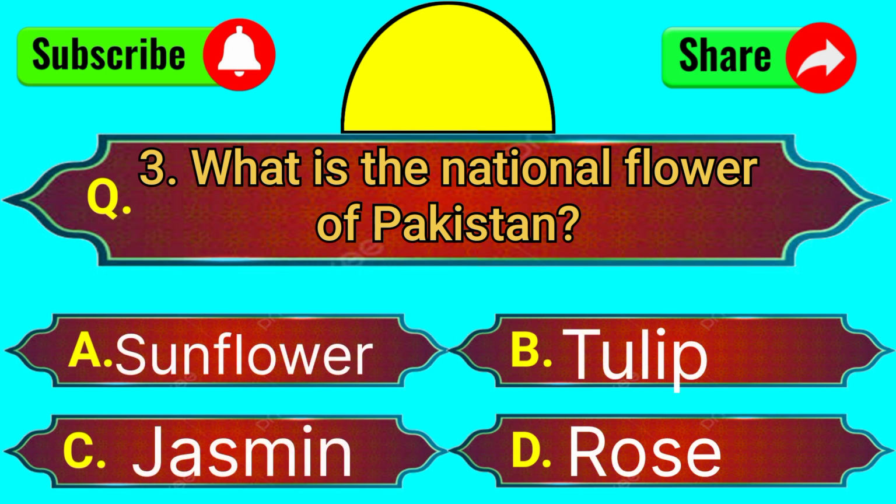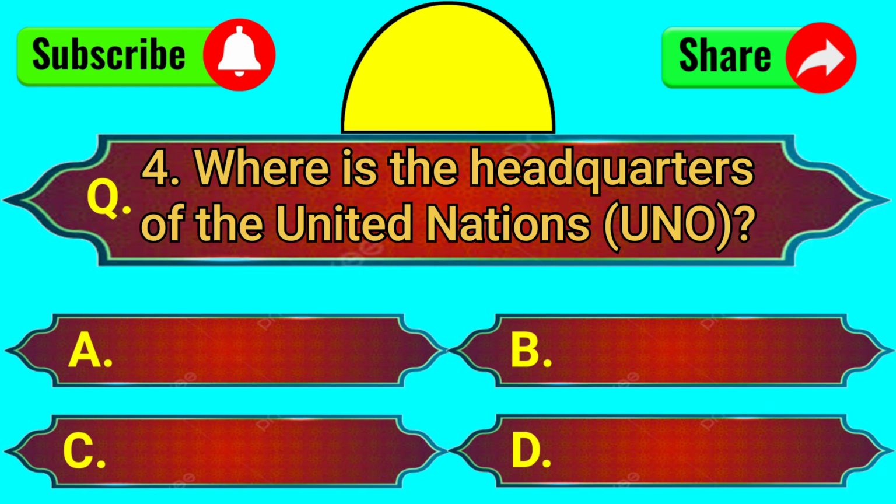Your third question is, what is the national flower of Pakistan? A. Sunflower. B. Tulip. C. Jasmine. D. Rose.